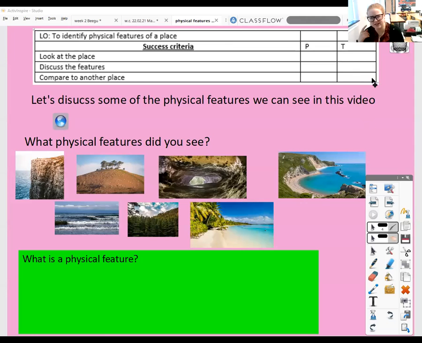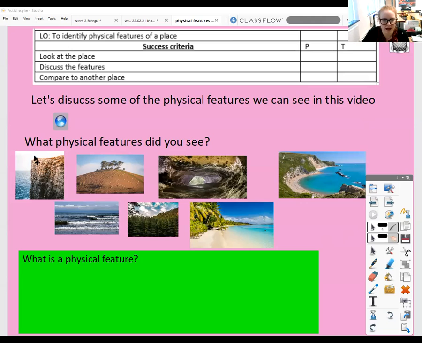So just take a second and think back about what we just looked at, what kind of areas we talked about, what features we saw. We've got some images here to prompt you. I'd like you to take a second, shout out at the screen the physical features you saw and that you can think of that may be around us. Okay, so let's have a look at this one.